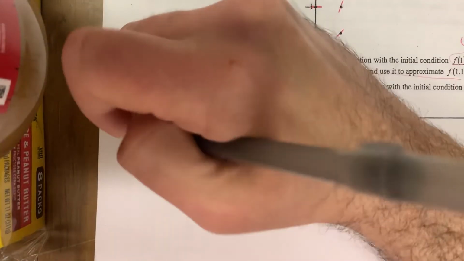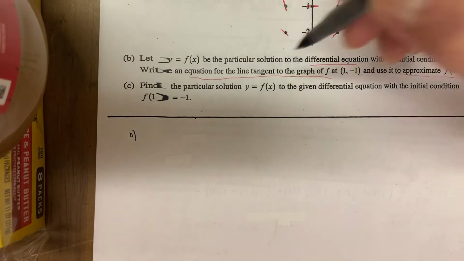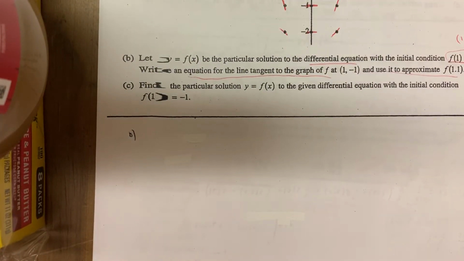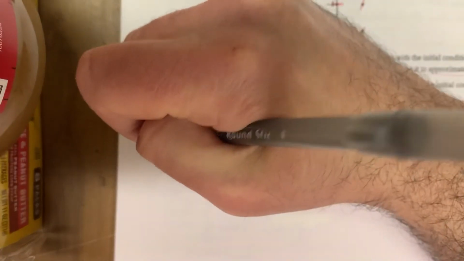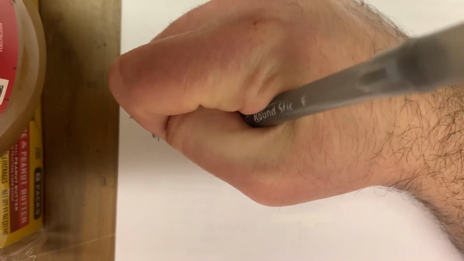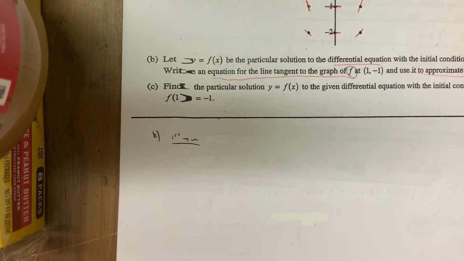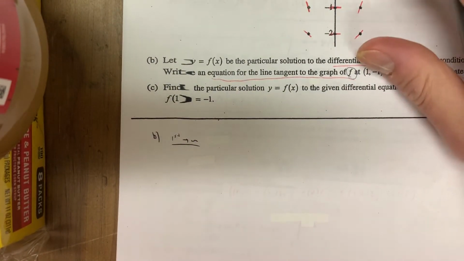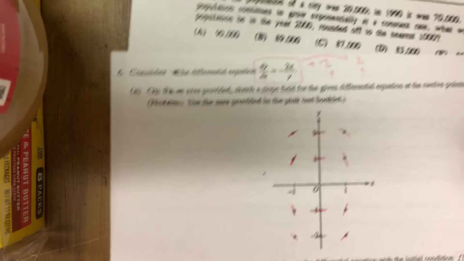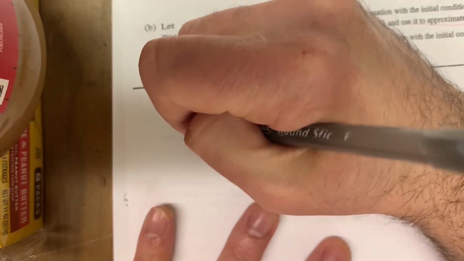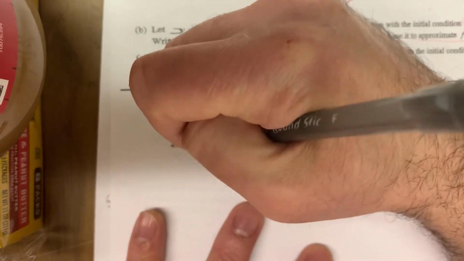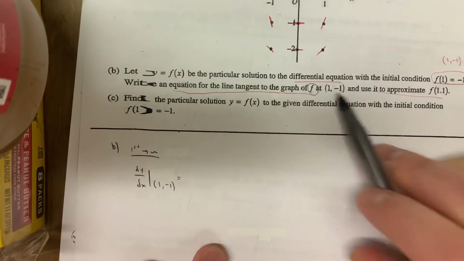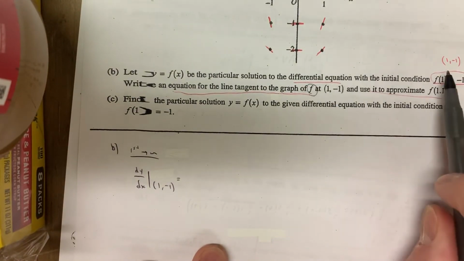Slow it down. Here they just want you to write an equation for the line tangent to the graph of f. f is the original at 1 comma negative 1. Equation of the tangent line. First thing we need is the slope of the tangent line. That means take the derivative. But I already have the derivative, okay? You just want to evaluate it. dy over dx, evaluate it at the point, what? 1 comma negative 1. They even tell you twice, in 2 different forms right here.